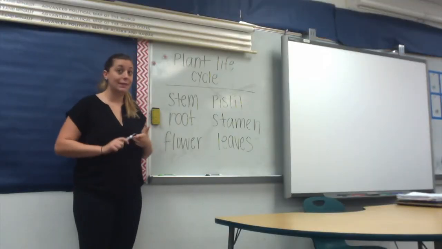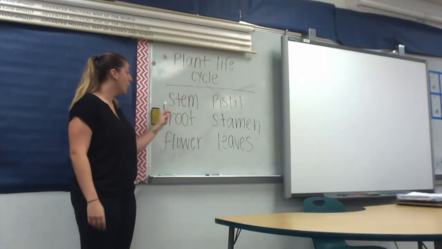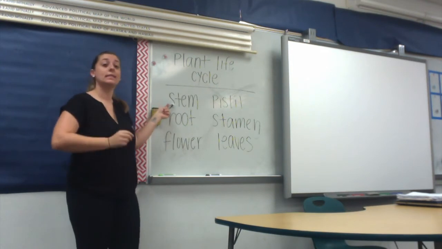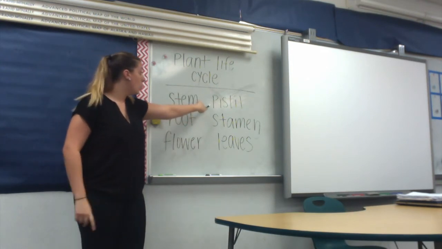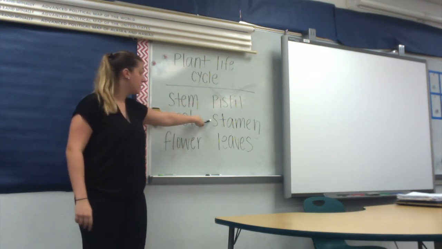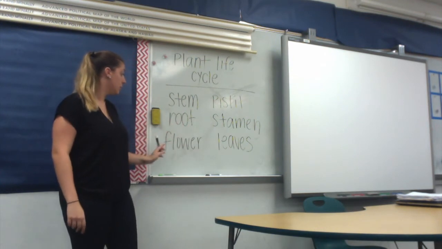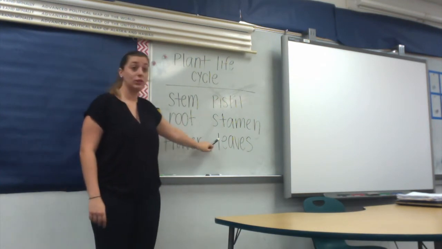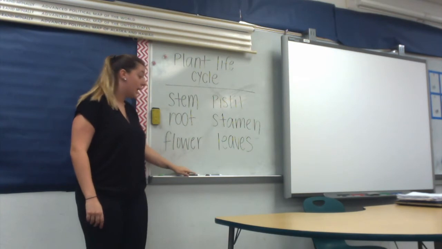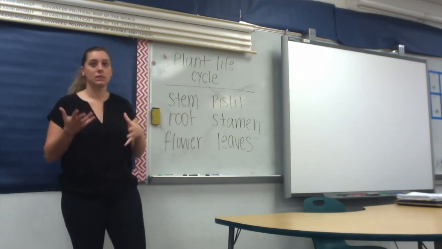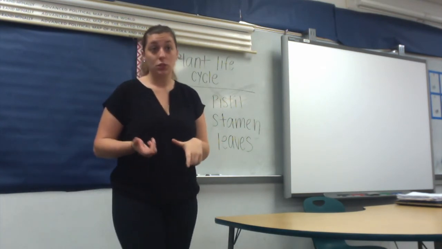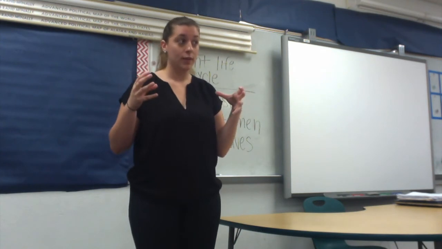Okay, so let's go over some key vocabulary. So we have our stem, which y'all know is the stem of our plant, right? We have our pistil, our stamen, our root, our flower, and our leaves. So today we're going to be looking at all these different parts plus some more. So using these parts, we're going to look inside of a flower, which is super cool.